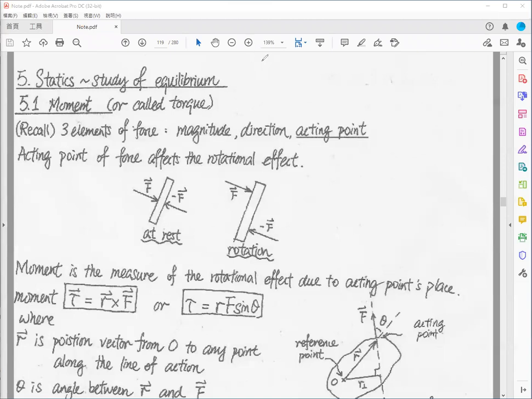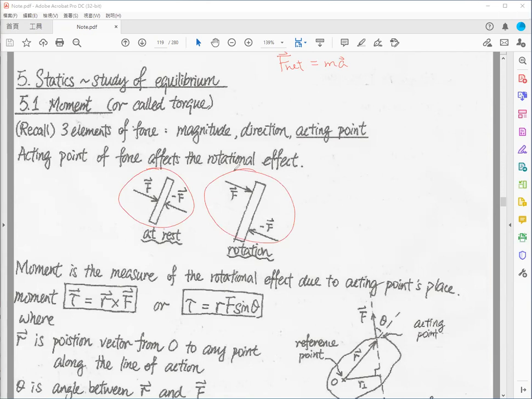In the last topic, when you look at this equation, net force equals ma, you may say that if the net force is zero, then the acceleration is zero. Yeah, that's true. But does it mean that the object is in equilibrium if the net force is zero? Not necessarily. So just have a look at this diagram.